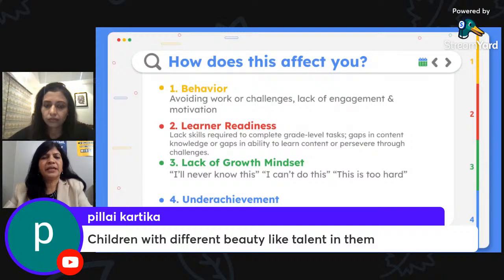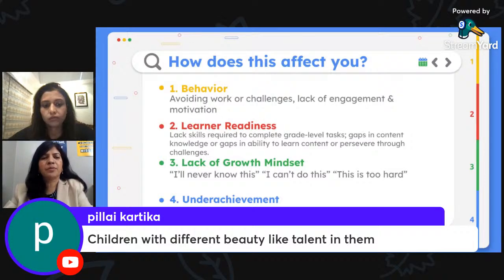So you must have seen many children in your classroom. All of us see this every day that there are some children who have behavioral issues. They don't want to work. They avoid working or taking any challenges, or they don't find themselves engaged enough or motivated enough. There are children who do not have enough prior knowledge, or they are not ready to take on the content that you are trying to teach them, or they lack the growth mindset. They just simply say, I can't do this.